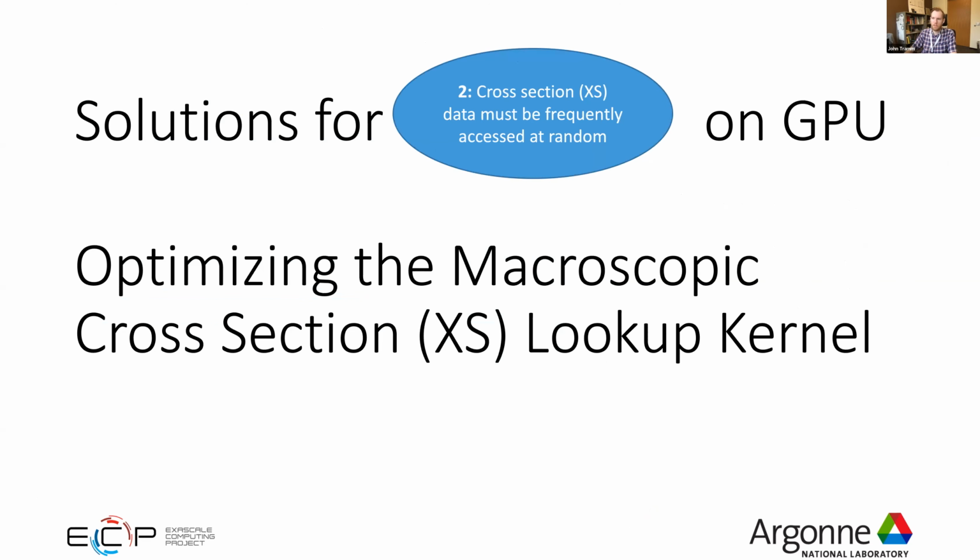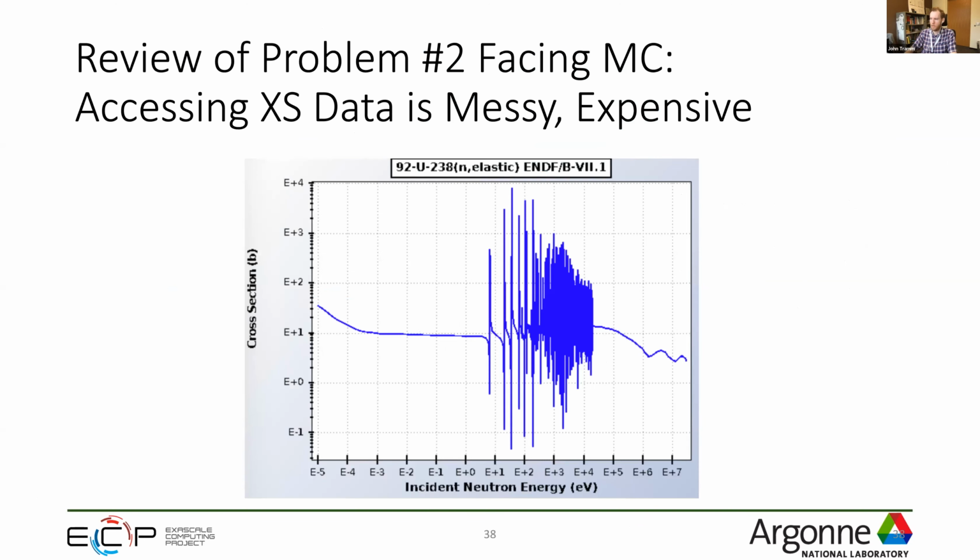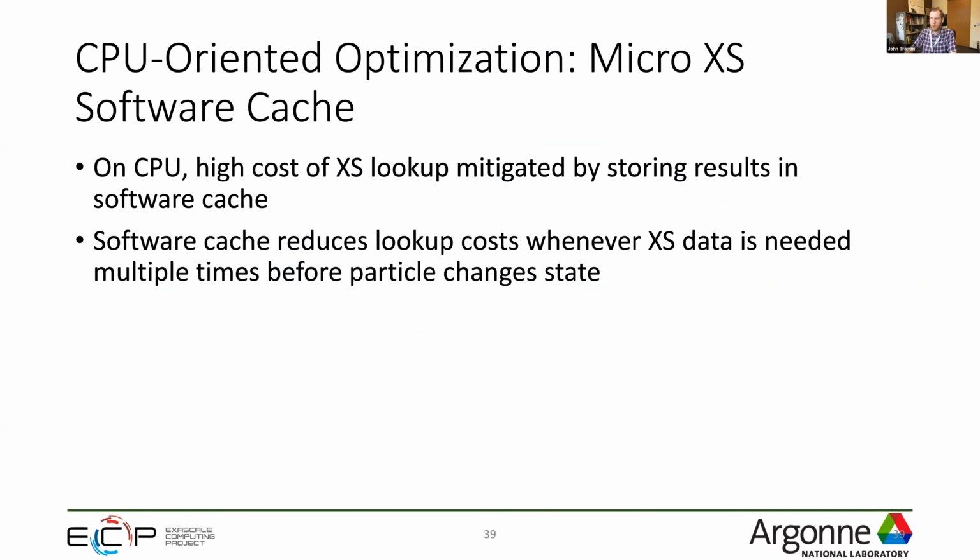So the next thing I'll talk about is solutions for accessing this cross-section lookup data. If we recall, we have this cross-section data that spans all these different orders of magnitude and is a pain to access. On CPU, we actually had this legacy optimization that creates a cache: once you've done this expensive lookup, you store that data and you can reuse it in the future. That can be beneficial just because then you don't have to do that expensive lookup again. It ends up being quite a significant optimization, about a 25 or maybe 50% speed up on CPU. But what does it look like on GPU?